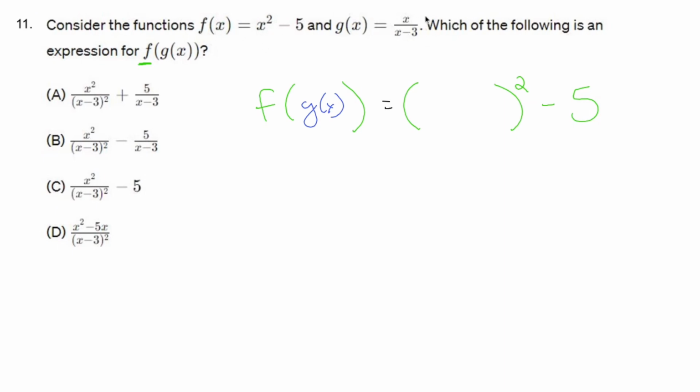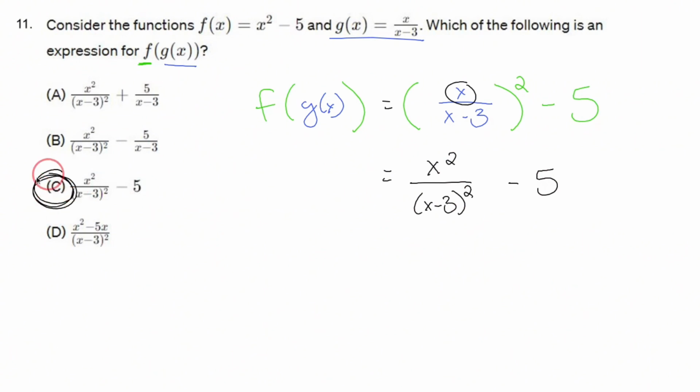And it just so happens that my whatever is this ugly looking x over x minus 3, which is g of x. So I'm going to replace that with x over x minus 3. Now, doing a little bit of math, it looks like I don't have to do too much math. We have x over x minus 3 times x over x minus 3. That basically means x times x, which is x squared, and x minus 3 times x minus 3, which is x minus 3 squared, minus 5.